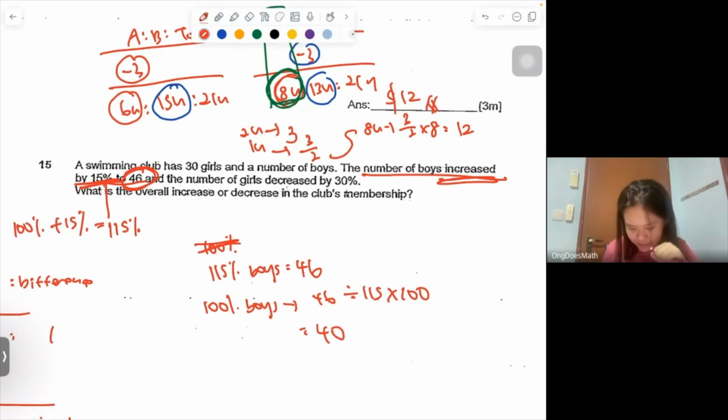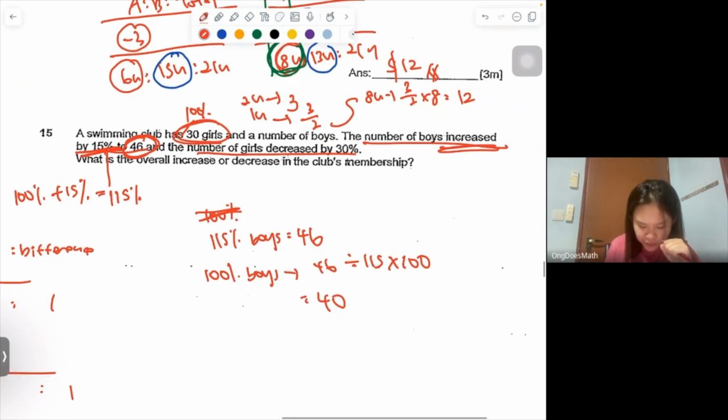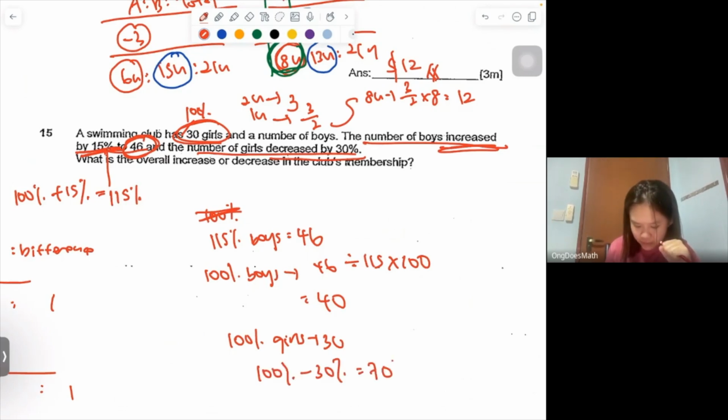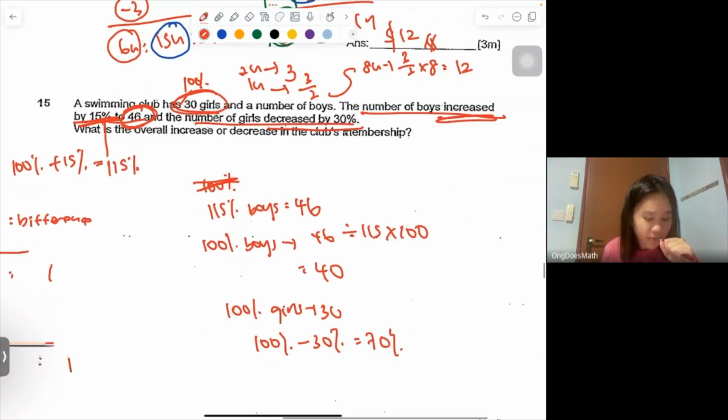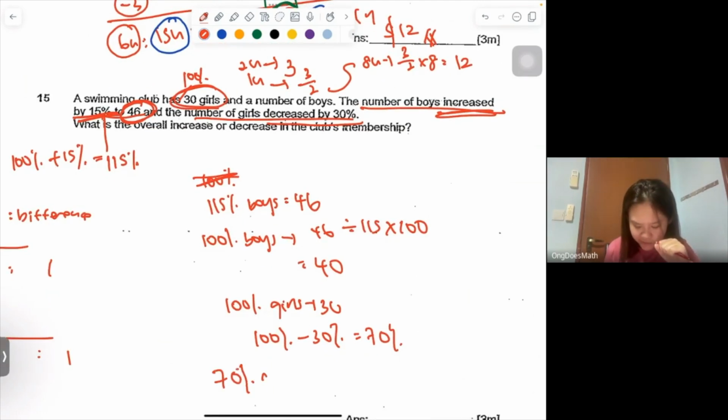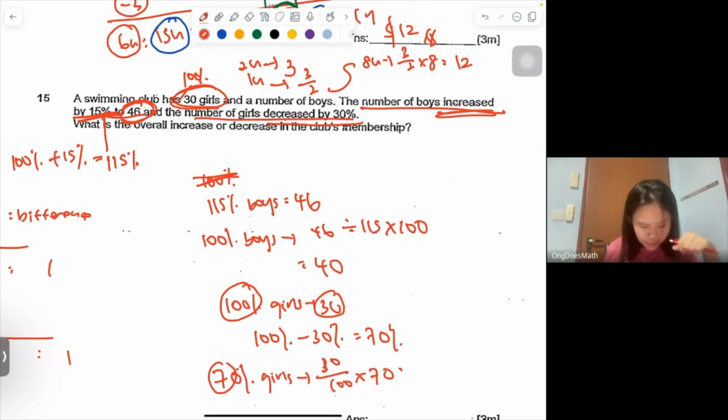And for girls, on the other hand, there were 30 girls at first, and this original will always be 100%. Then the number of girls decreased by 30%. So 100% of girls is 30. Now decreased by 30%, so 100% minus 30% is 70%. So now there's only 70% of girls left. So we want to find out what number that is. So you take 30 divided by 100 times 70. Punch into your calculator. You should get 21.